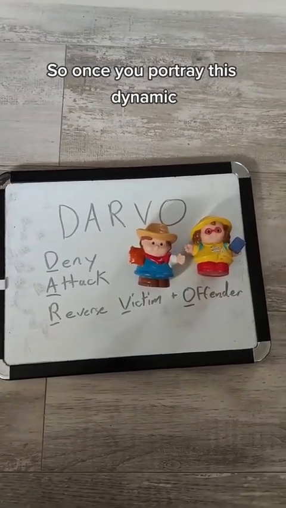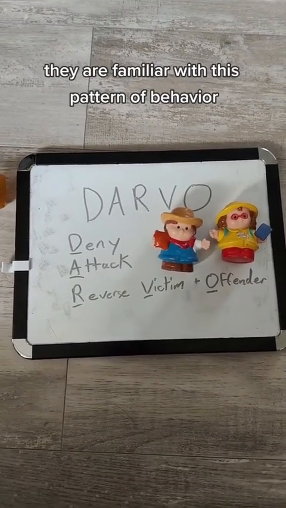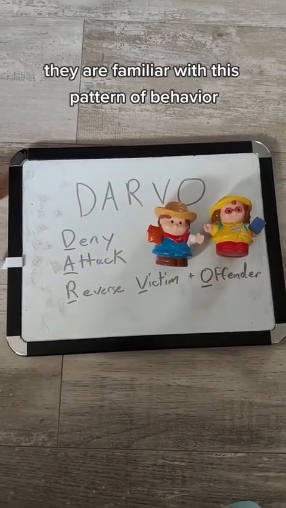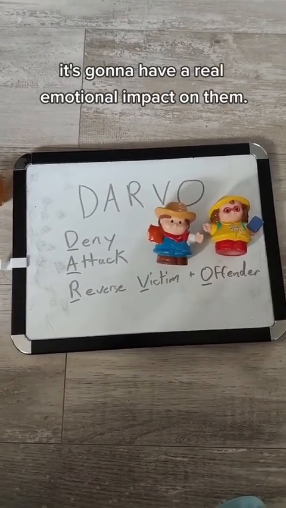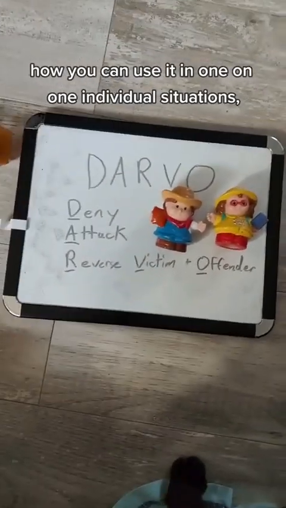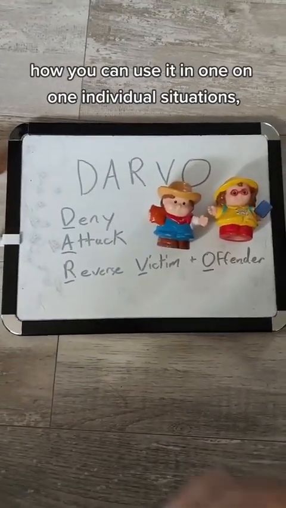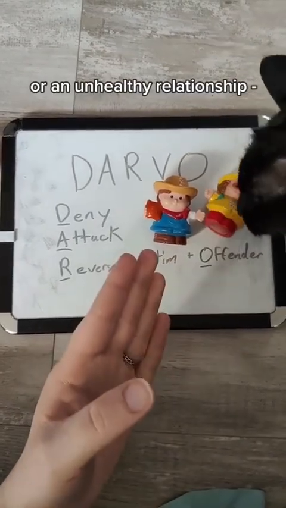So once you portray this dynamic, a lot of your readers, whether they're familiar with DARVO or not, are familiar with this pattern of behavior because it's so pervasive in power imbalances. It's going to have a real emotional impact on them. And I think we just demonstrated with our example how you can use it in one-on-one individual situations, if you're writing a story that has a bully dynamic or an unhealthy relationship.